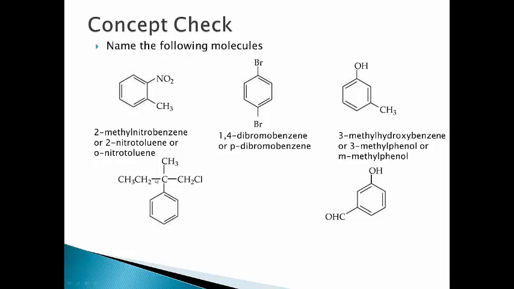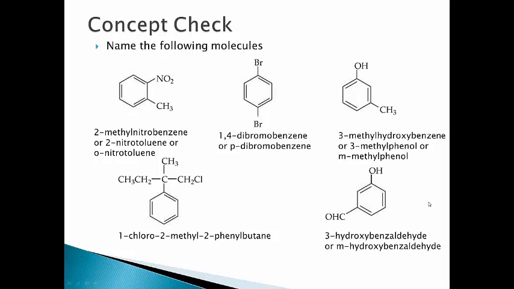So we go 1, 2, 3, 4, so 4-methyl-butane, butane, okay, and we've got a chloro, methyl, and a phenol. So it'll be 1 chloro, 2 methyl phenol, butane. This one here, we've got an aldehyde or an alcohol, so the aldehyde's the highest priority, so it'll be a meta-hydroxy benzaldehyde.